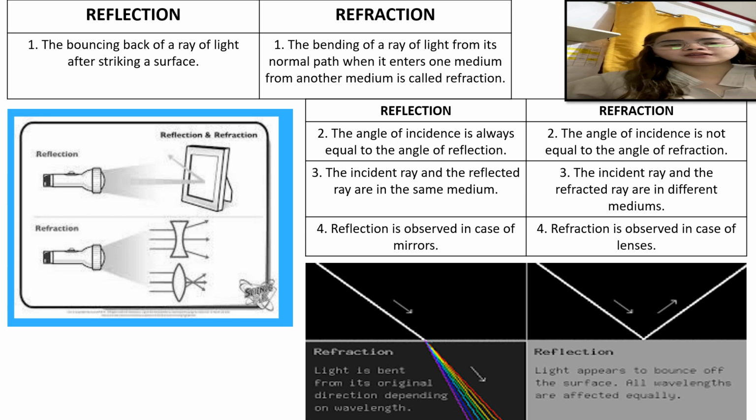The last one: reflection is observed in the case of mirrors, and refraction, as I told you earlier, is more on lenses. So the last picture, refraction and reflection. As you can see here, the reflection will have equal angles, while the refraction, obviously, will not have equal angles of incidence.